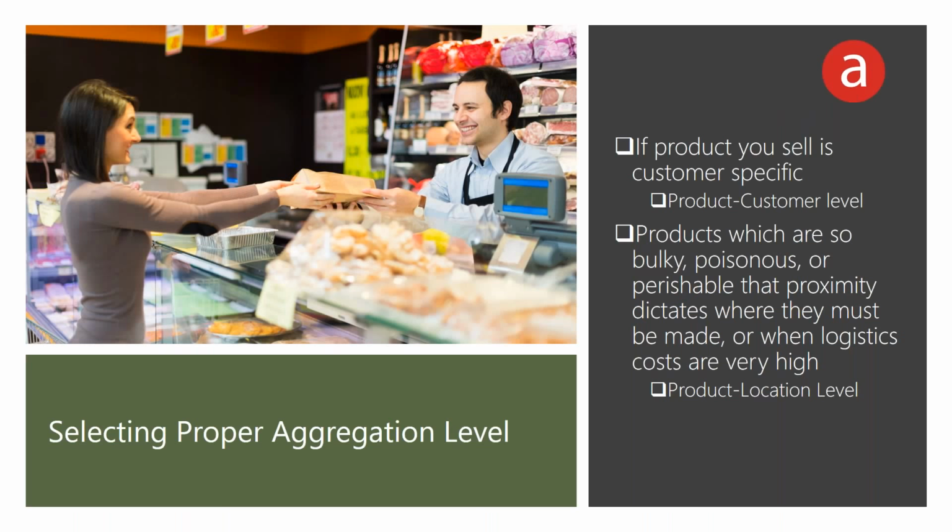For example, if the products that you sell are specific to your customers, then for sure you want to ensure that you cover levels of a statistical forecast calculation at the product and customer level. So by customer, you want to see how much is going to be demanded for each product, knowing that all of them are specific for each customer.